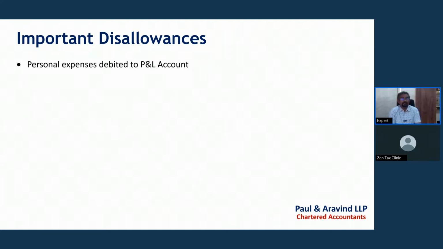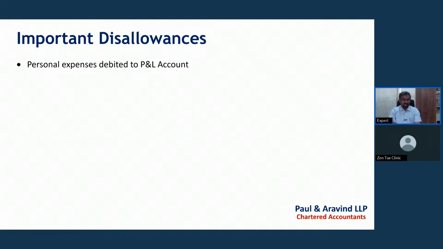Any personal expenses which is debited to the P&L account. Joyalukkas jewelry purchase coming in your AIS cannot be made as an eligible business deduction. It needs to be disallowed when you compute.